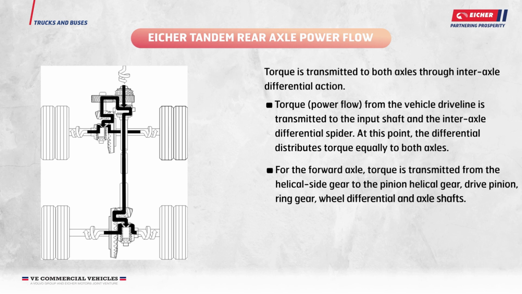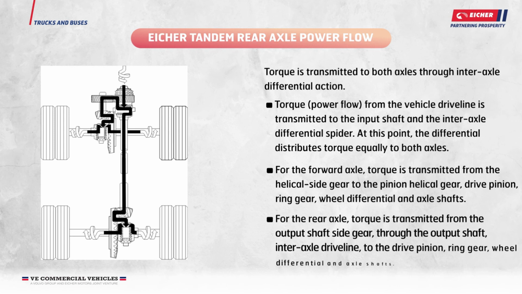For the forward axle, torque is transmitted from the helical side gear to the pinion helical gear, drive pinion, ring gear, wheel differential, and axle shafts. For the rear axle, torque is transmitted from the output shaft side gear through the output shaft, inter-axle drive line, to the drive pinion, ring gear, wheel differential, and axle shafts.